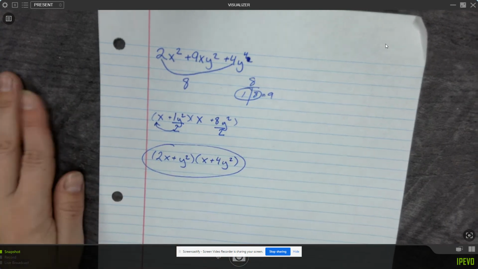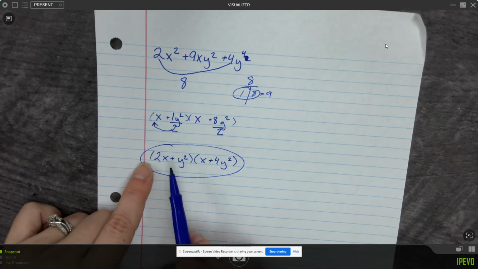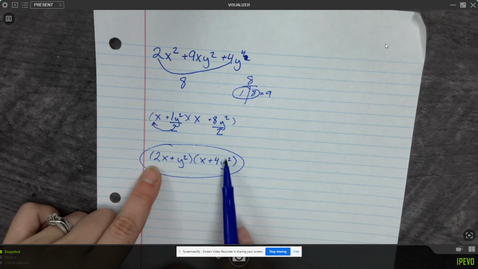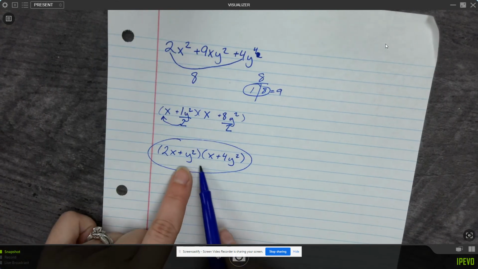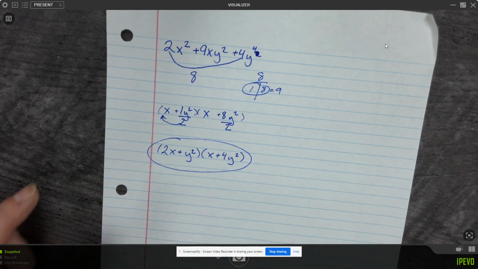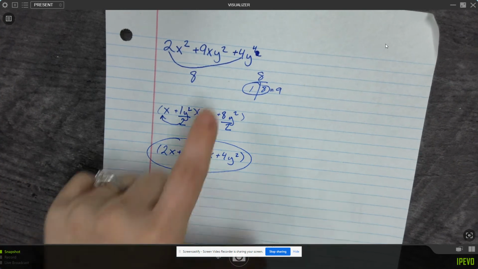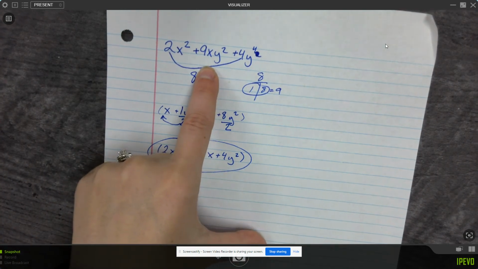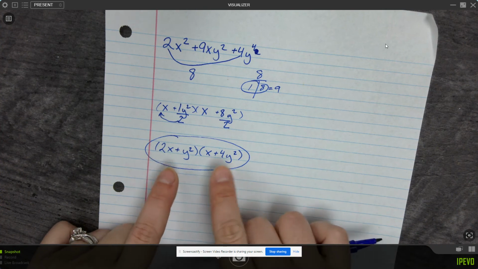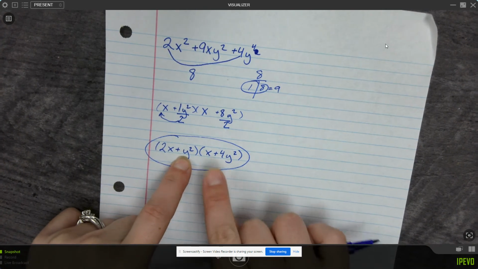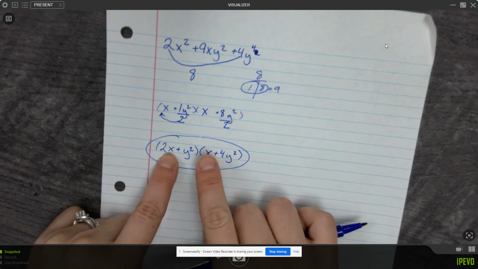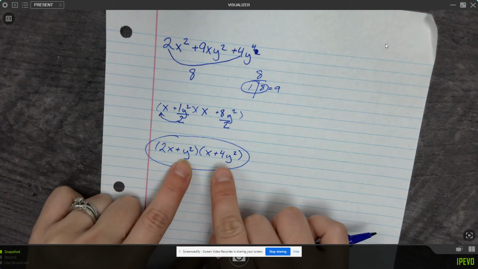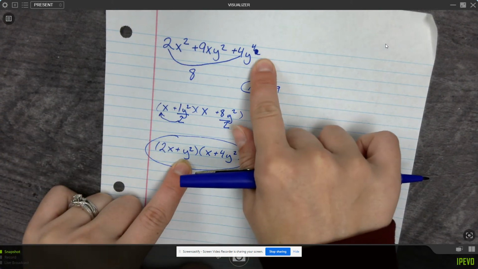Once again, you could go through and you could FOIL, and you would notice that when I do your first times your last, and then your inners, that is when you are going to get your xy squared middle term there. Because you're going to end up having an x times a y squared and an x times a y squared. And then your x's together, x and x is going to give you an x squared, and a y squared and a y squared is going to give you a y to the 4th.